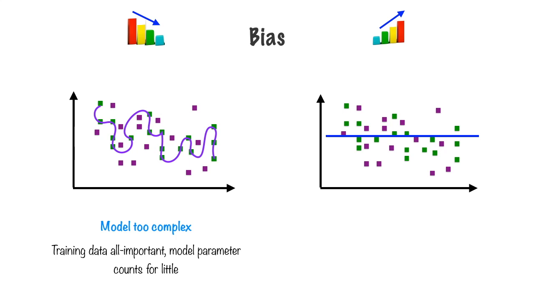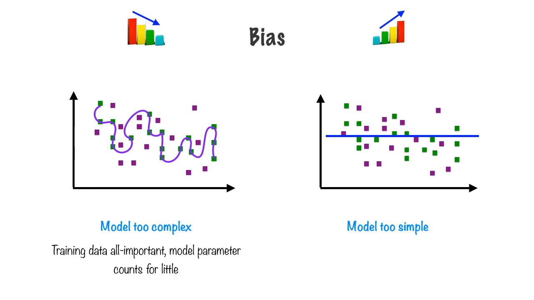A model which has a low bias ends up being far too complex. That's because we try to mimic the underlying data and try to find patterns in the underlying data when patterns may not exist. The training data becomes all important in this very complex model. The actual other parameters of the model are less significant.